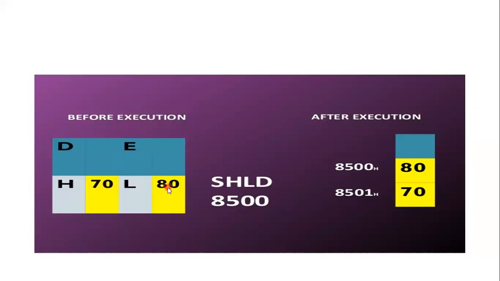So HL where the address is 7080. Then SHLD 8500. So 8500 has the value of L, and then 8501 has the value of H.